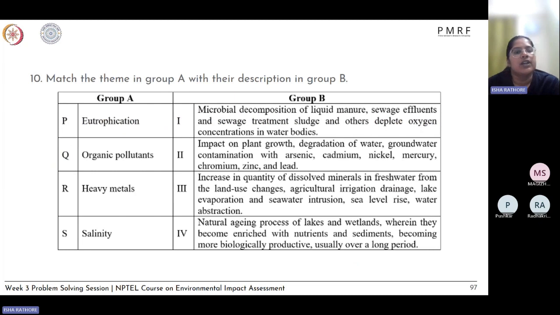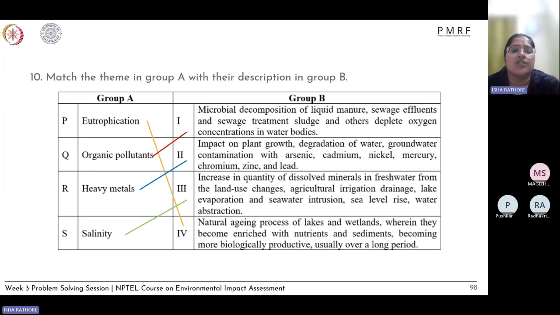Okay, moving on. So match the theme in group A with their description in group B. Oh, I think I've not put the options for this. Okay, so let's just match them. Eutrophication is the natural aging process of lakes and wetlands, wherein they become enriched with nutrients and sediments, so they are more biologically productive, usually over a longer period of time.